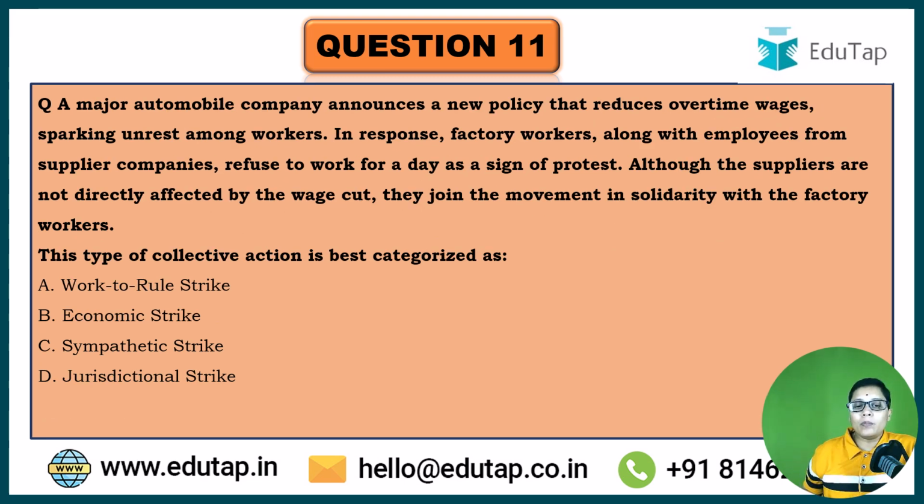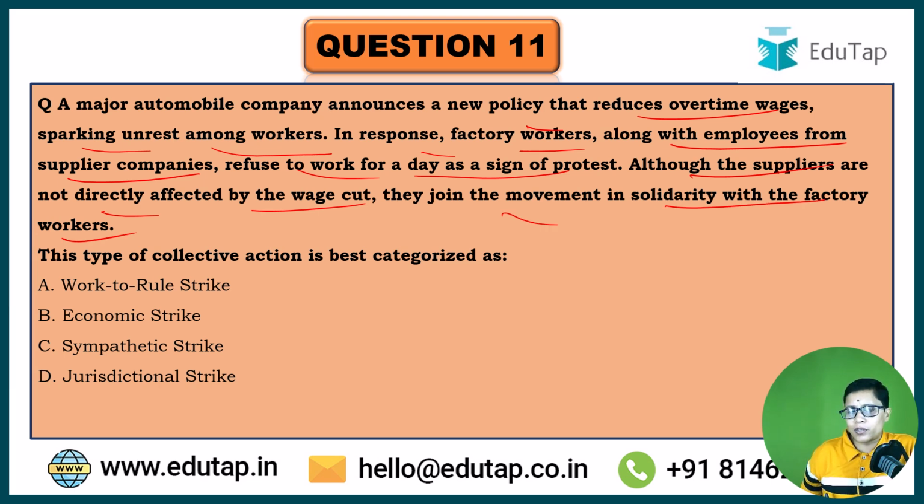A major automobile company announces a new policy that reduces overtime wages, sparking unrest among the workers. In response, factory workers along with the employees from supplier companies refused to work for a day as a sign of protest, for one day, so as to mark solidarity. Although the suppliers are not directly affected by the wage cut, they join the movement in solidarity with the factory workers. Now, this type of collective action is best categorized under.